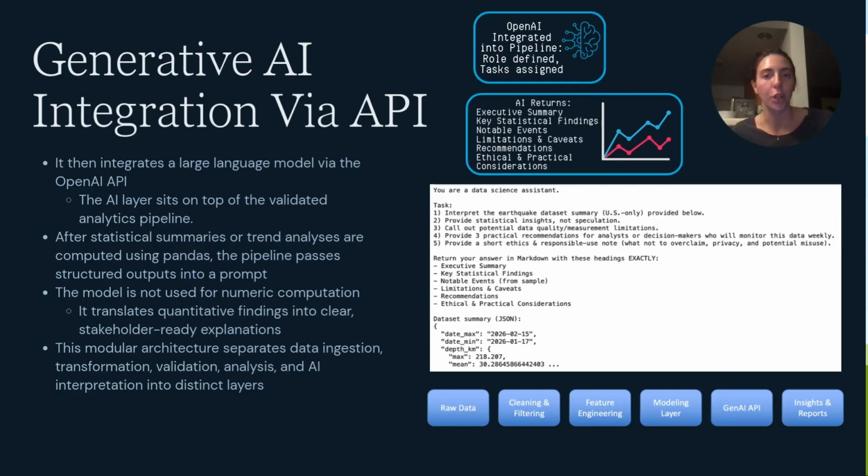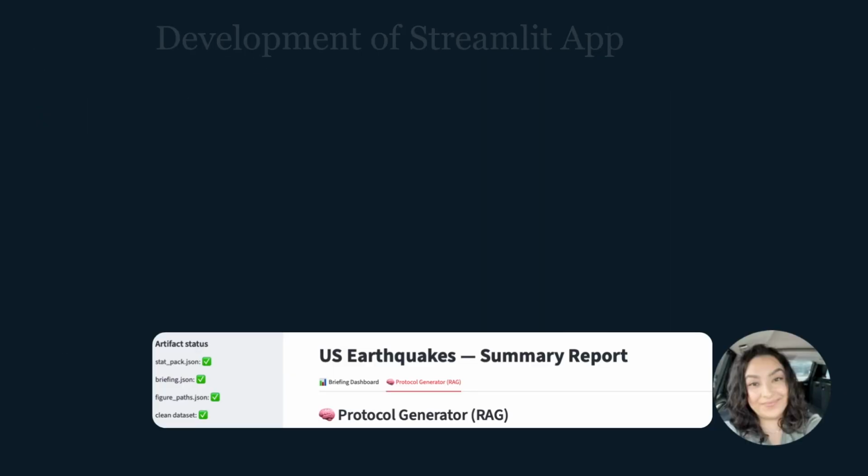Because this layer is modular, we maintain separation of responsibilities. So data ingestion, cleaning, and validation happen independently from the AI interpretation. This architecture reduces hallucination risk and improves transparency, since the AI is interpreting verified outputs rather than generating raw analysis. This is particularly important when dealing with something like trying to come up with protocols and suggestions for earthquake events. We want our data to be reliable, and we want the process to be transparent for our stakeholders.